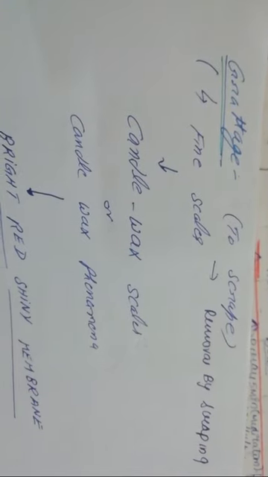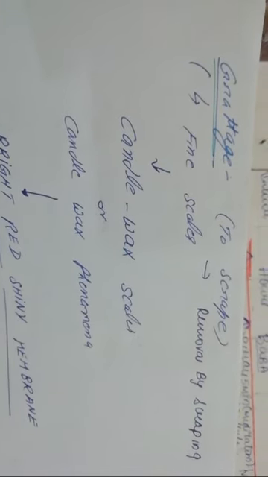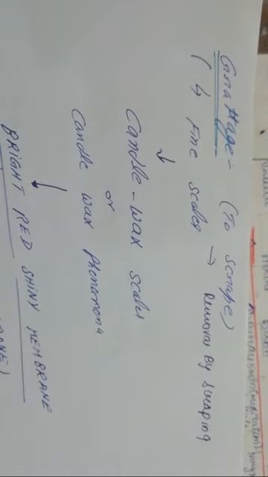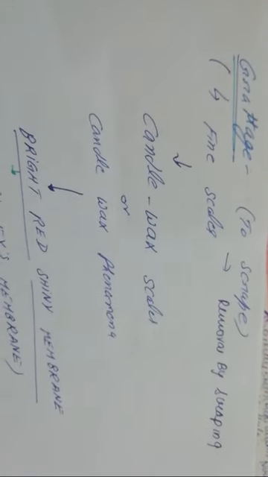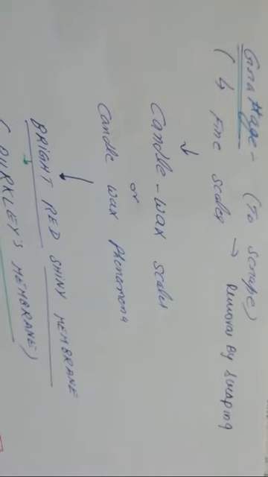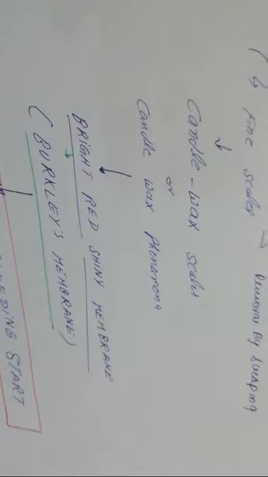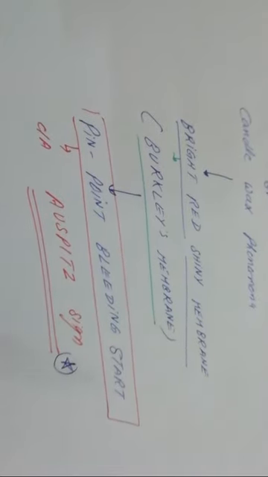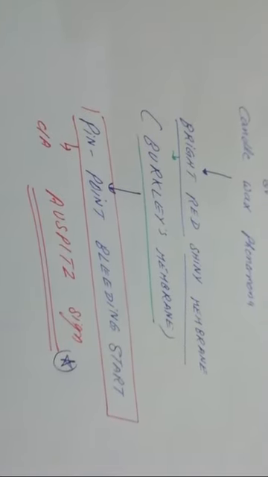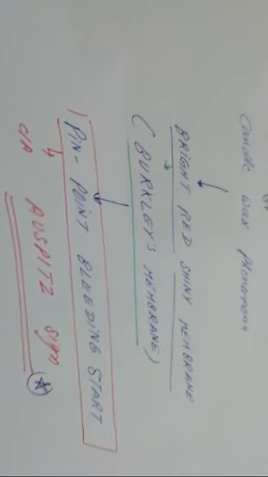The next we have something known as grattage. So what do you mean by grattage? That means we're going to scrape this out now, and let us see how it looks. Whenever you scrape that, you have something known as candle wax scales or the candle wax phenomenon, and it's also written that there is a bright red shiny membrane known as Berkeley's membrane, and that pinpoint bleeding starts, and that is Auspitz sign. So let us understand them, guys.